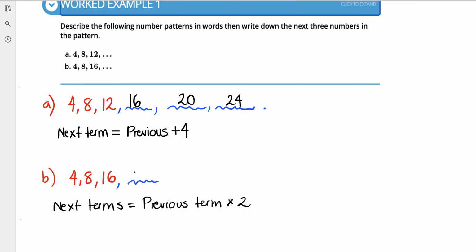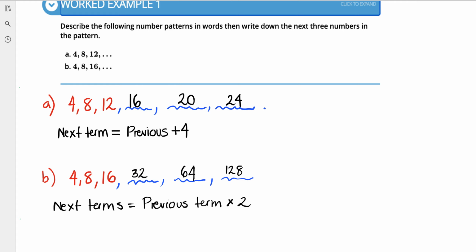And when I do that, it means that this one is going to be 32. And then the next one is 64. And then the next one is 128.